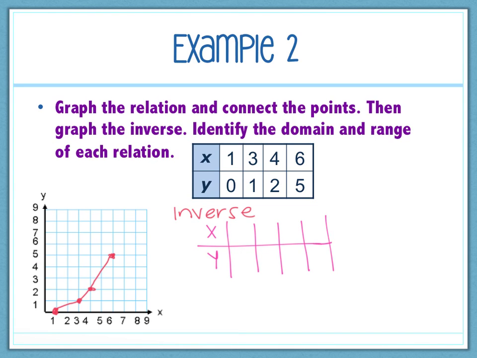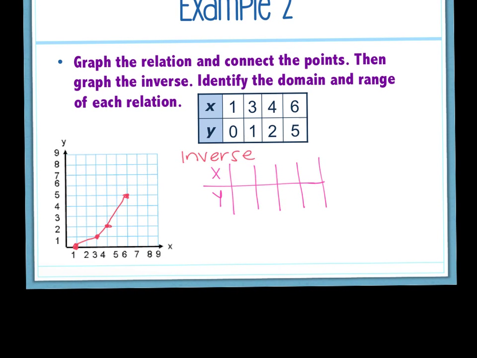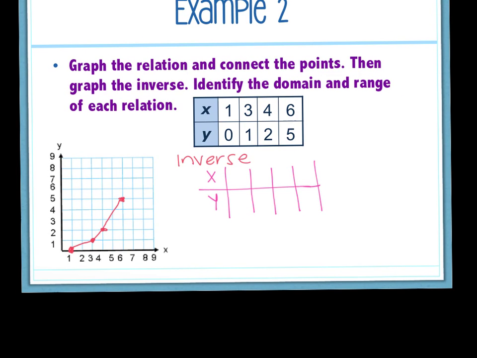All right, so I just plotted the initial one, right? So I did (1, 0), (3, 1), (4, 2), and (6, 5). And then I want to find the inverse points. So how do I do those? Just switch them, right? Switch the x's and the y's. So the x's should become the y's and the y's should become the x's. So this would be 0, 1, 2, 5, and this is 1, 3, 4, 6.